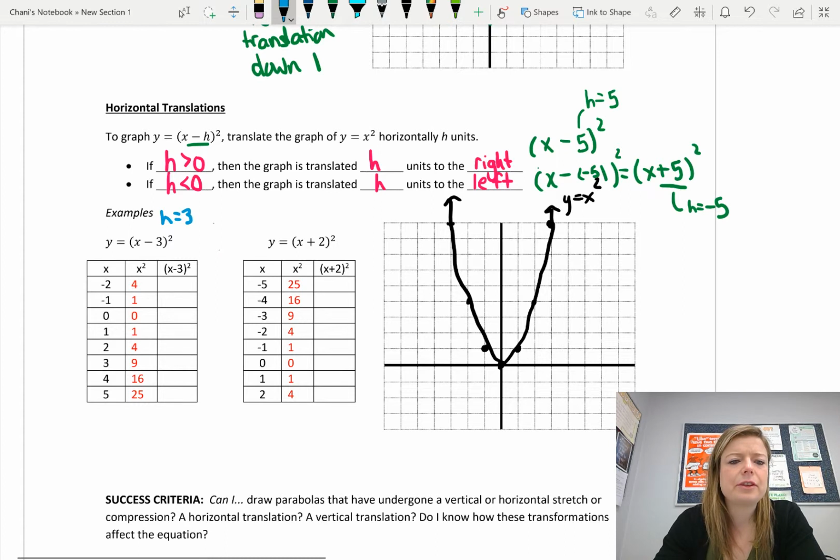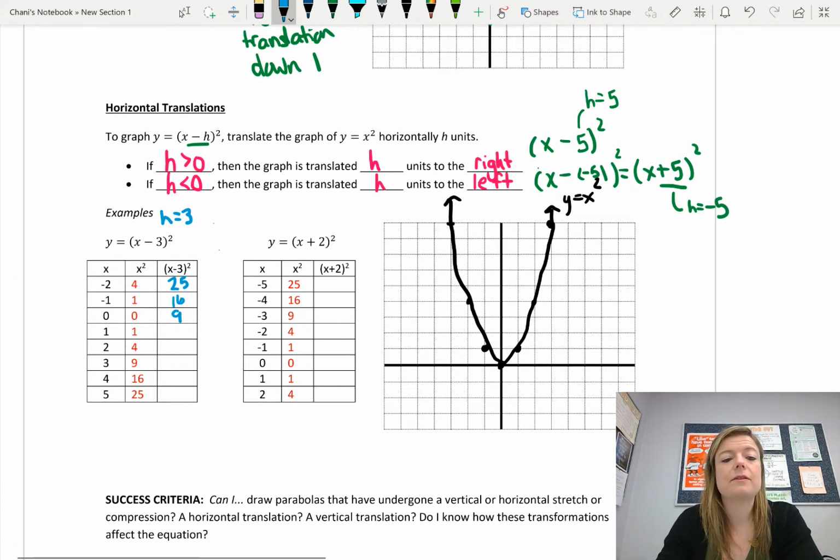So we take our negative 2, and these actually don't help us as much anymore. We take our negative 2, and we don't just add it to this 4, because this is what happens if we just square the negative 2. But because the brackets are here, we have to subtract the 3 before the squaring occurs. So negative 2 minus 3 is actually negative 5, and negative 5 squared is 25. Okay, negative 1 minus 3 is negative 4, and that squared is 16. 0 minus 3 is negative 3, squared is 9.